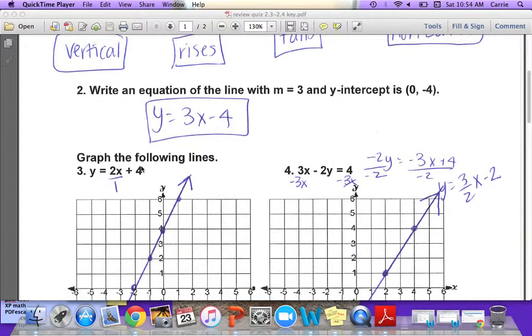Number 2, you have to write an equation of a line given the slope and the y-intercept. So you just have to plug it into slope-intercept form. So y equals, you put your slope in front of your x, and put your y-intercept at the end.